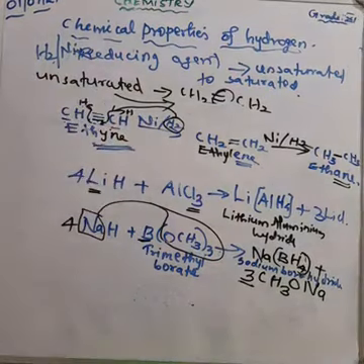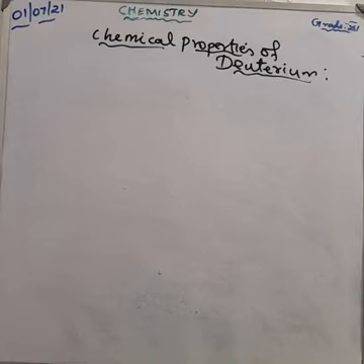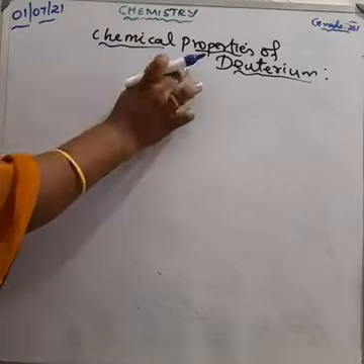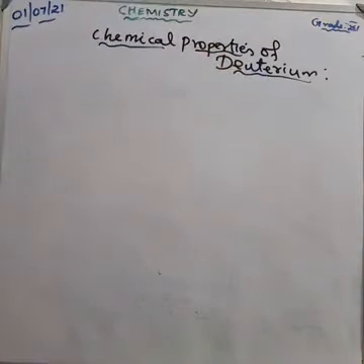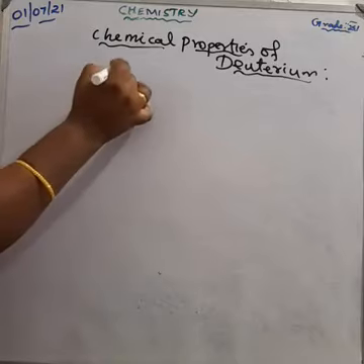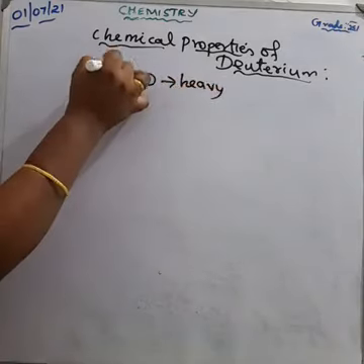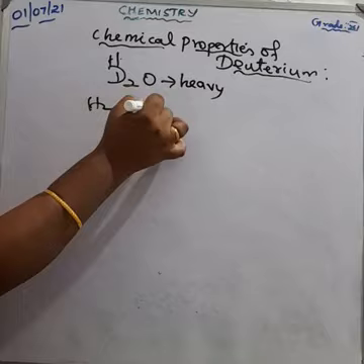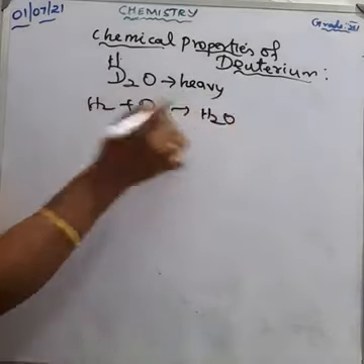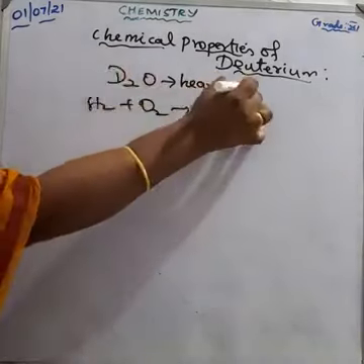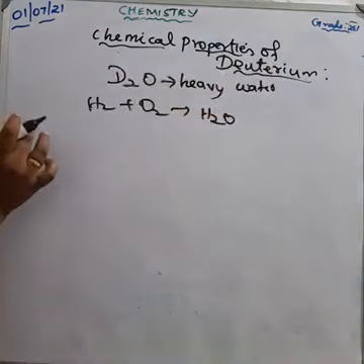Understood? Then, the chemical properties of deuterium. What are the chemical properties of deuterium? Like hydrogen, deuterium also reacts with oxygen to form deuterium oxide, called heavy water. We know that when hydrogen combines with oxygen it forms a water molecule, which we studied already. Like that, deuterium means D2. We know the hydrogen atom has isotopes.